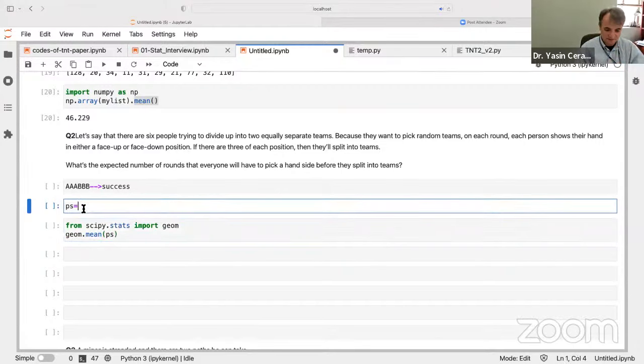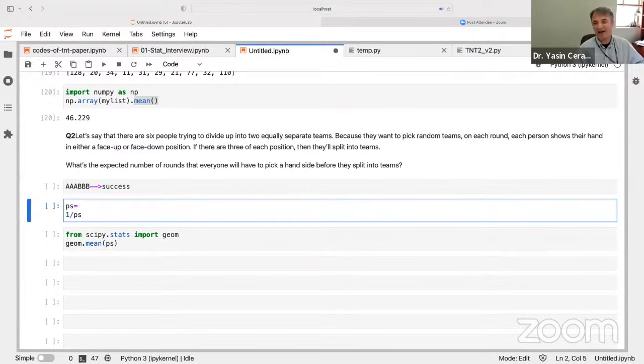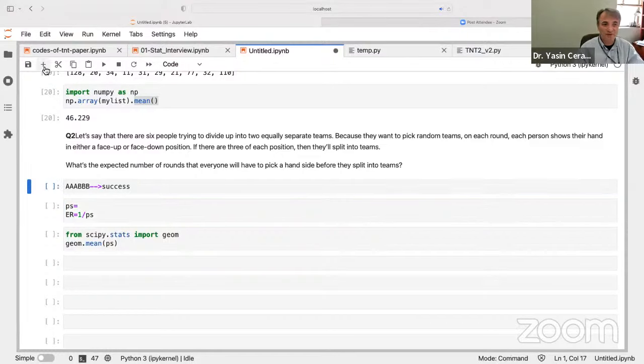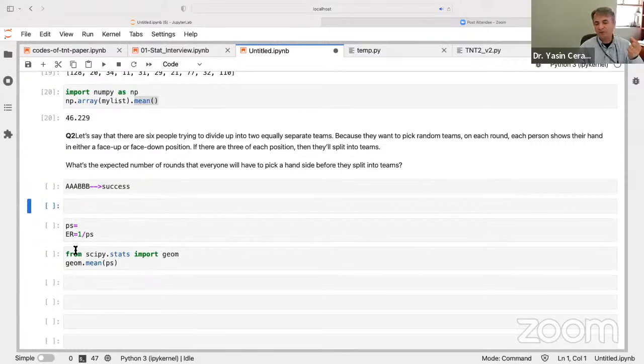Or 1 over PS, because I know that it is 1 over the probability of success. So the expected number of rounds is 1 over PS. Then what is PS? Let's focus on that, because that is the key. First of all, the most important thing here is recognizing that this is a geometric distribution. This is a simulation of geometric distribution. We recognize that because we are familiar with it from the previous question. Second, if I know the probability of success, I can easily find the expected number of rounds. Now let me find the probability of success.